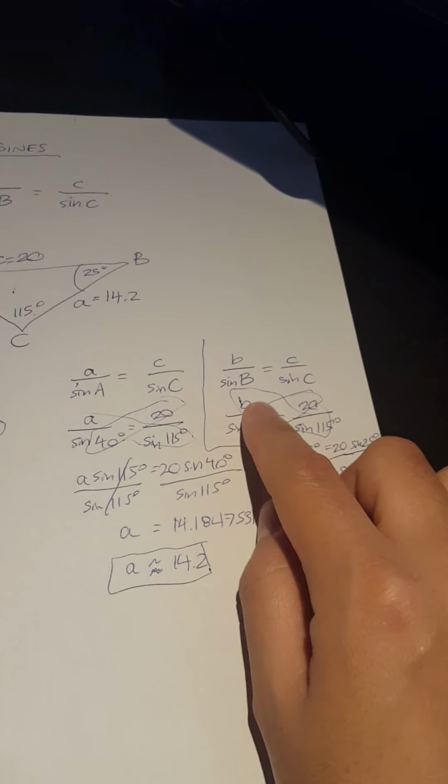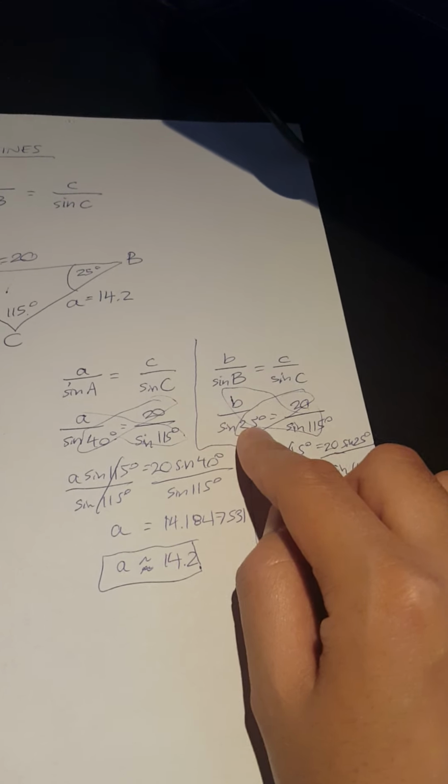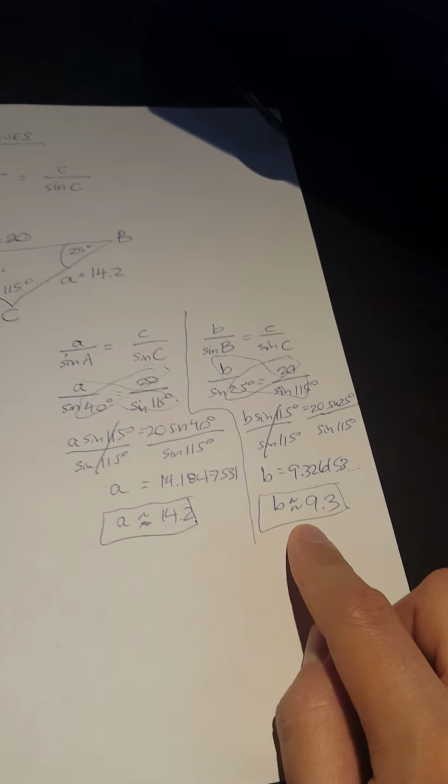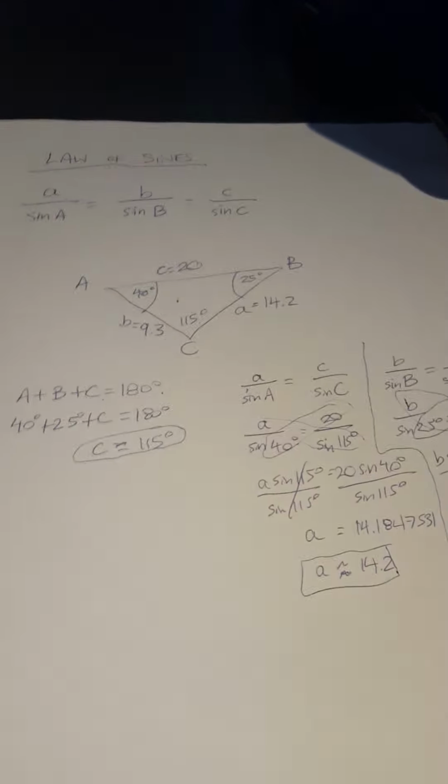And we can do the same thing for B. Plug in information. You didn't have little b. You had big B is 25, and then of course you had both the C's, cross multiply, get it down to B is going to be 9.3, and that is how we find all our information using law of sines. Alrighty.